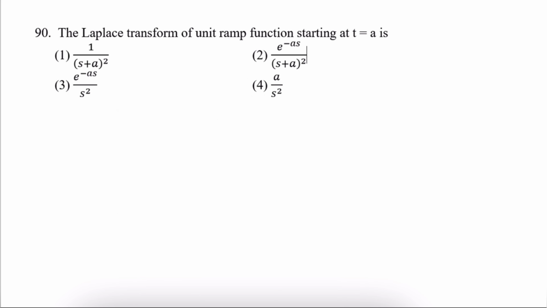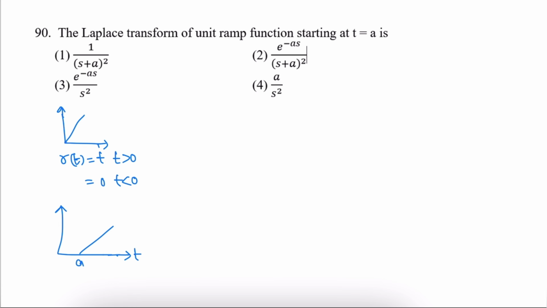Next question 90. The Laplace transform of unit ramp function starting at t is equal to a is. So this is the unit ramp function. R of t is t for t greater than 0. Its value is 0 for t less than 0. So the ramp signal is delayed by a seconds. The signal starts from here. This is the time axis. The signal starts at t is equal to a, and this is the origin. This is the magnitude axis.